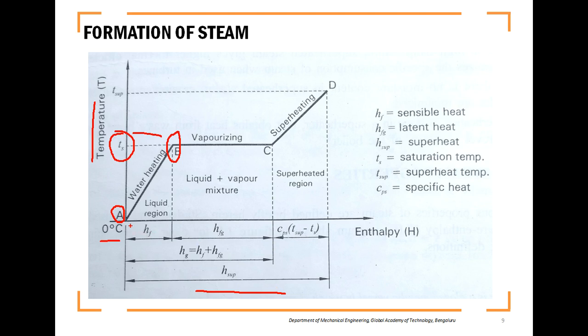So now you have understood that from point A, the water has reached point B, which is nothing but the saturation temperature. The heat required to raise the water from 0 degrees Celsius to saturation temperature is called sensible heat. Sensible heat is the heat required to raise the water from 0 degrees Celsius to Ts, denoted by Hf.